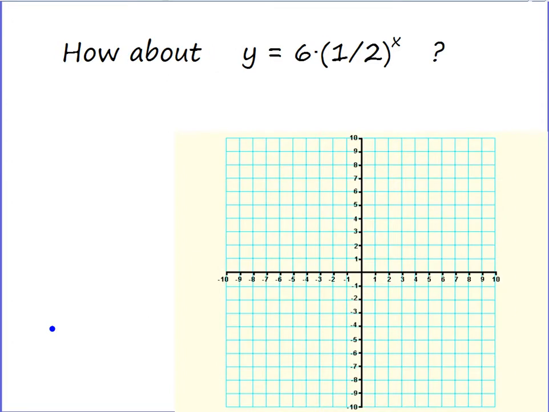How about y equals 6 times 1/2 to the x power? Our initial value is 6, so that's where we're going to start. In other words, when x is 0, y is 6. Now we're going to multiply by 1/2 as we move from left to right. So half of 6 is 3. Half of 3 is 1.5.